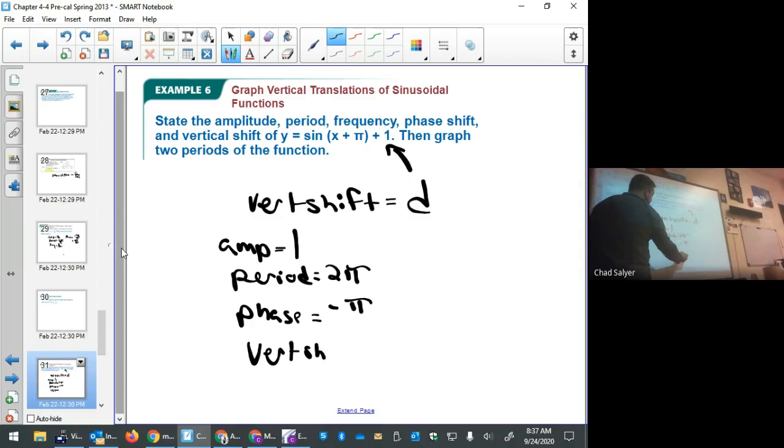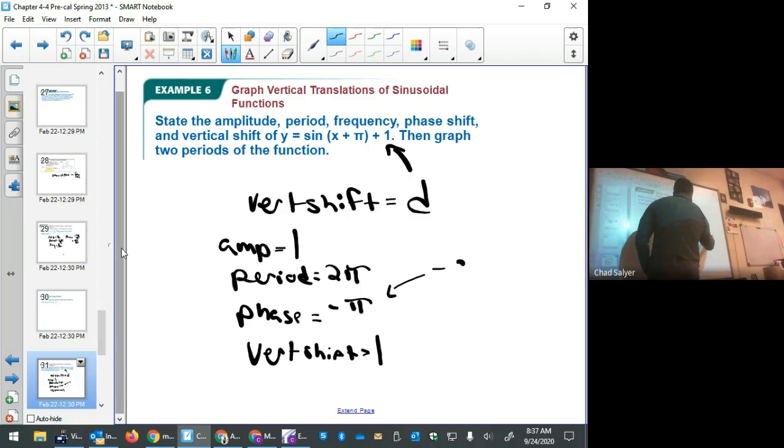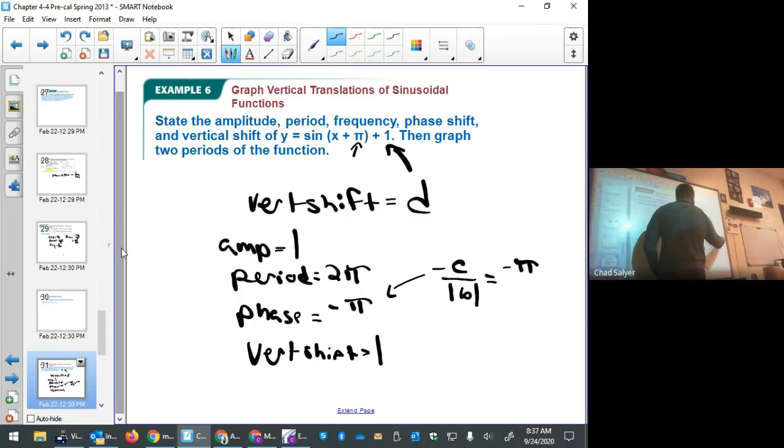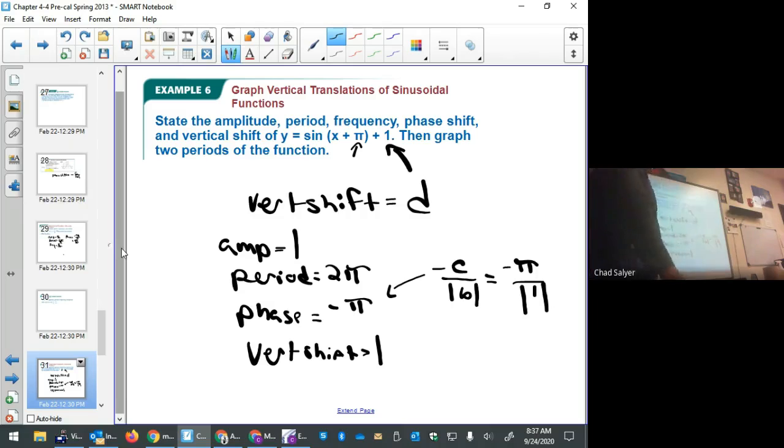Well, how do you get negative pi then? Positive 1. So the phase shift is negative c over the absolute value of b. I identified the c parameter here as pi. The b value is 1. So negative pi over the absolute value of 1 is just negative pi. Good question, Rachel. And then they also want the frequency.